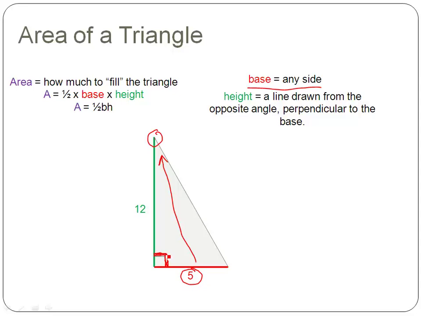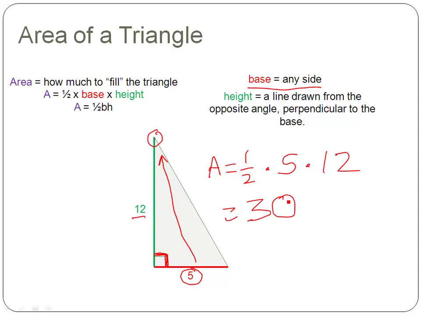So in a right triangle, your base and height can both be sides of the triangle. So my area here equals 1/2 times my base of 5 times my height of 12.